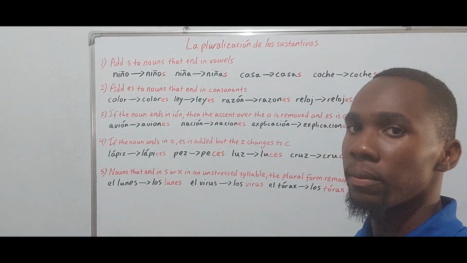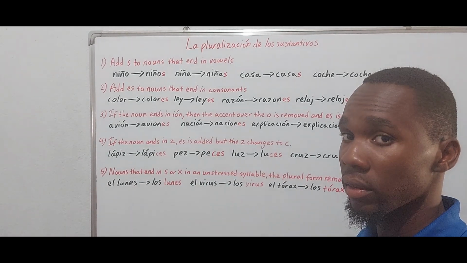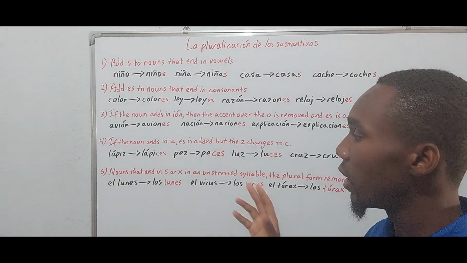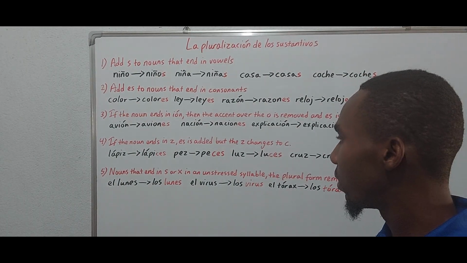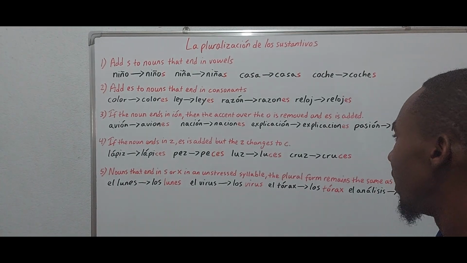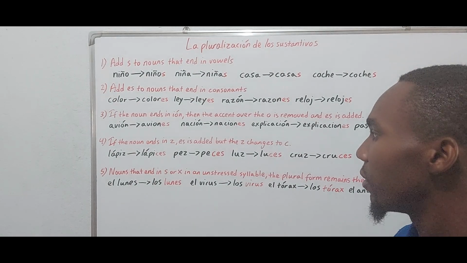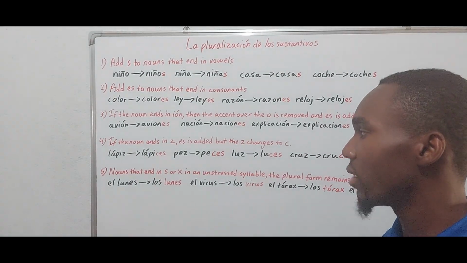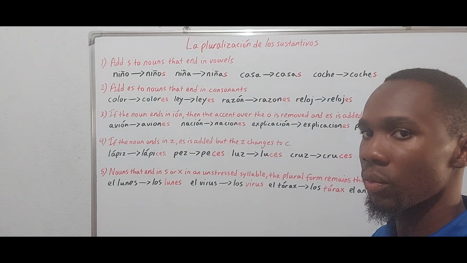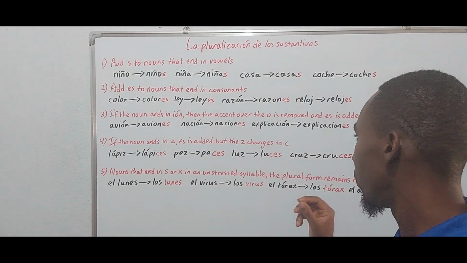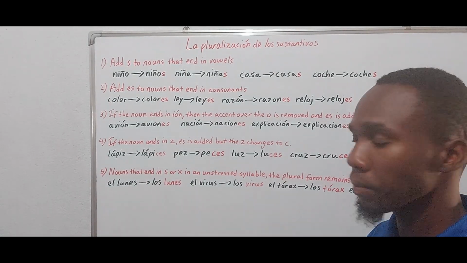So if it ends in Z, we change the Z to C and we add ES, right? Five, nouns that end in S or X in an unstressed syllable, the plural form remains the same as the singular. Okay. So if we have a noun that ends in S or X, and there is no tilde at the end of that word, then the plural form will be the same as the singular form.